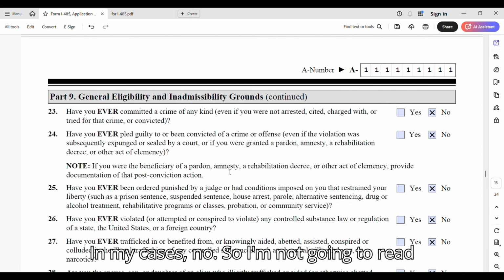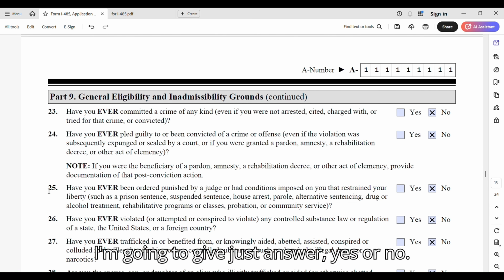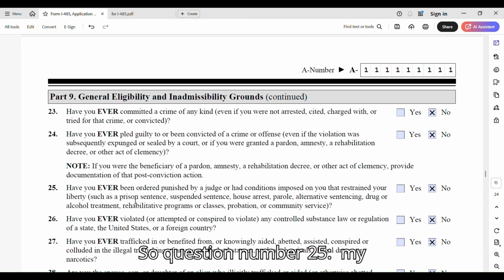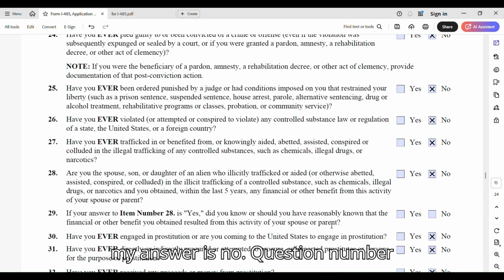So I'm not going to read all the questions. It's going to take too long to finish this application. So I'm going to give just the answer, yes or no. Question number 25, my answer is no. Question number 26, my answer is no. Question number 27, my answer is no. Question number 28, my answer is no.